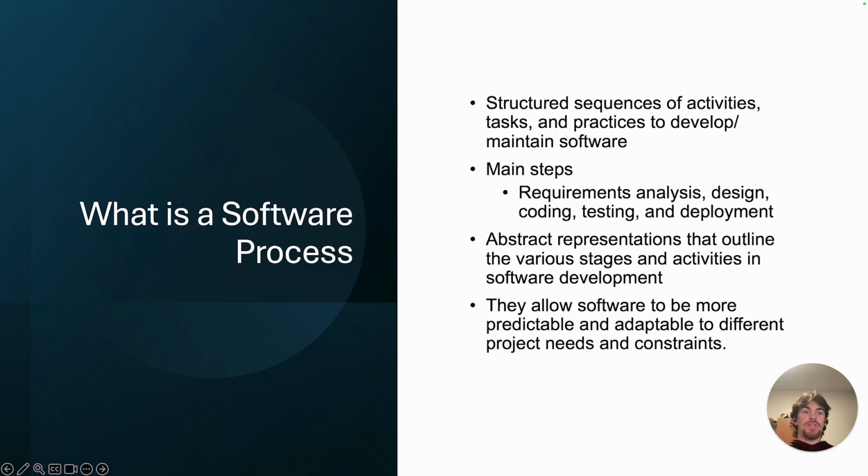So software process models are abstract representations that outline the various stages and activities involved in developing a software system. These models provide a structured framework for organizing and guiding the sequence of tasks, such as requirement gathering, design, coding, and testing, in a cohesive and manageable way. By using these models, we can visualize, standardize, and improve the software development process, making it more predictable and adaptable to different project needs and constraints.